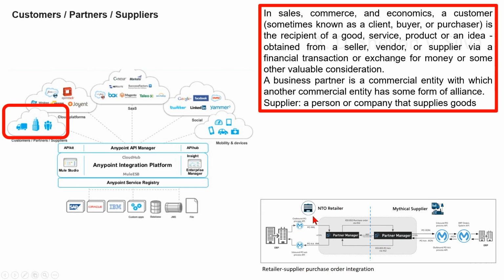Step 1, at NTO retailer, translate purchase order XML messages from the backend system to outbound EDI X12 850 and send them to the Mythical Supplier via AS2.